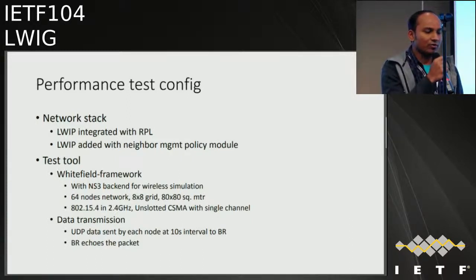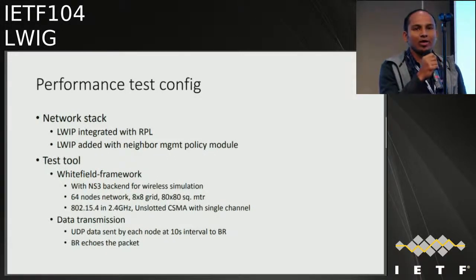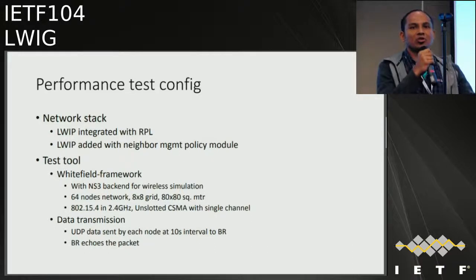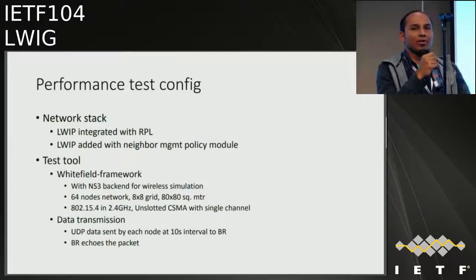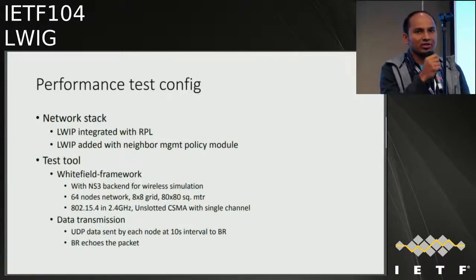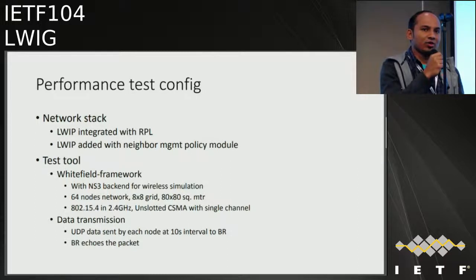In LWIP, we have added this neighbor management policy module. Whenever a neighbor cache entry is getting added, the reasoning for why it is getting added is also sent along, and then a reservation-based policy kicks in, which decides whether this entry should be added or not. If it is not added, then a corresponding negative status is sent back depending upon from where the neighbor cache entry is getting added. For example, if it is getting added in the context of NA messaging, then a negative acknowledgement in NA is sent. If it is in the context of RPL messaging, then a negative DAO message is sent.